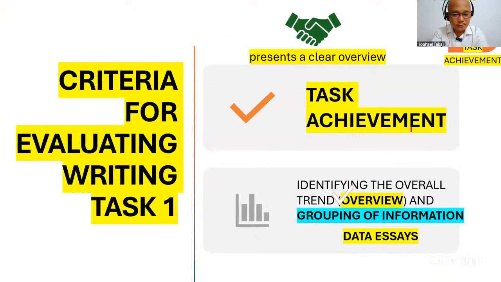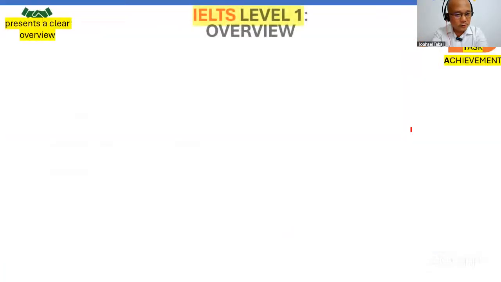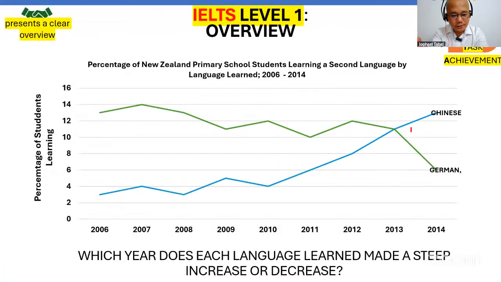So for the overview, again, we should only cover what is the most obvious in the graph. Is there an obvious rise or increase in the data? Is there an obvious decrease, or obvious fluctuations? Or which one has the highest percentage or the lowest percentage? Okay, so that's how we check the overview for writing task 1.